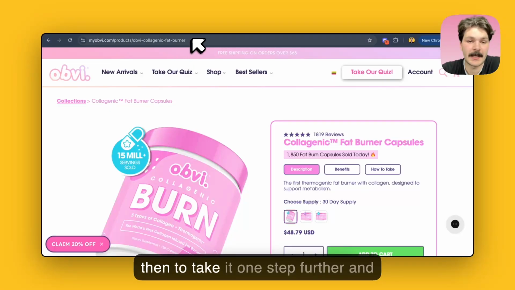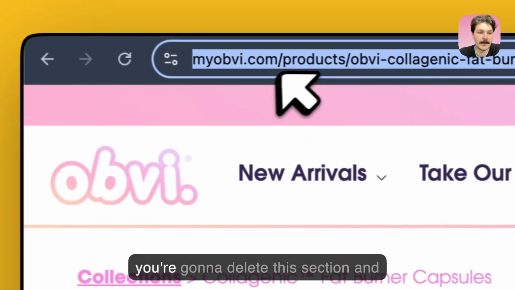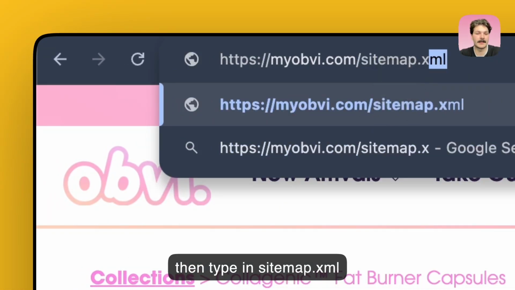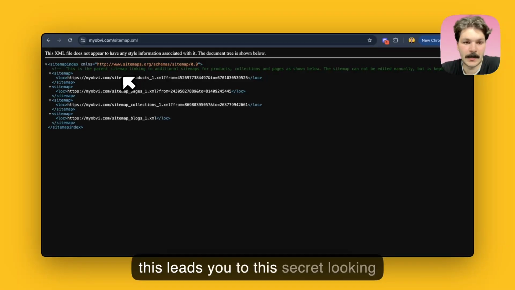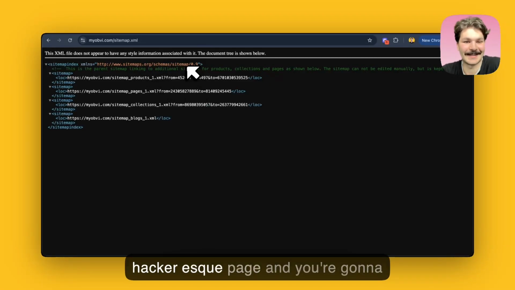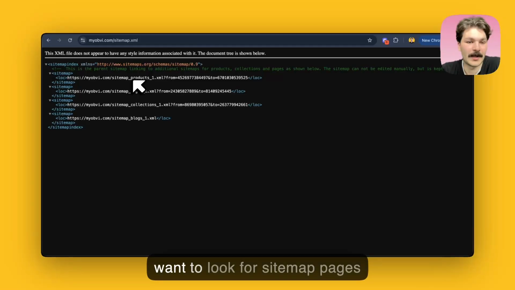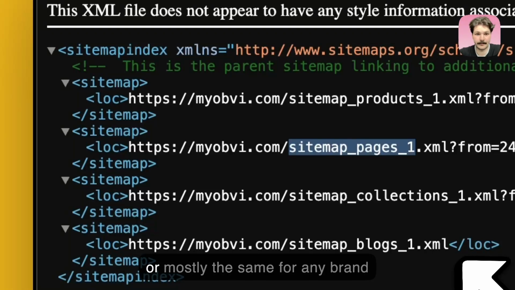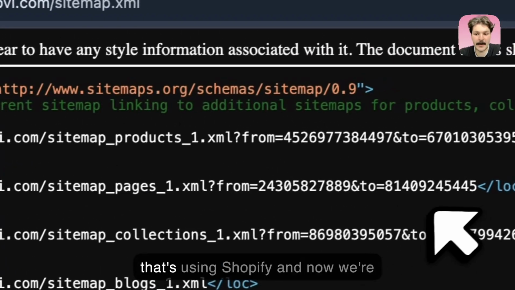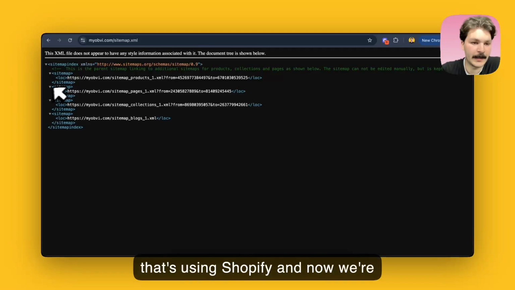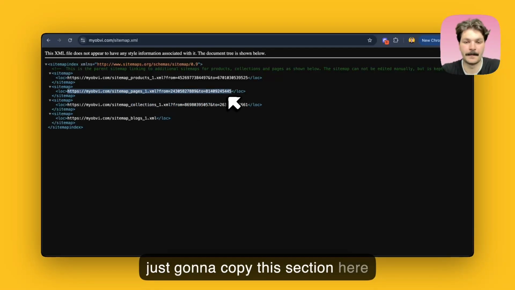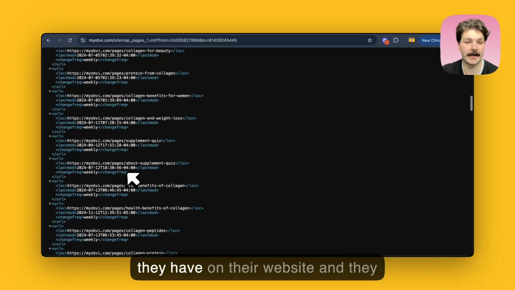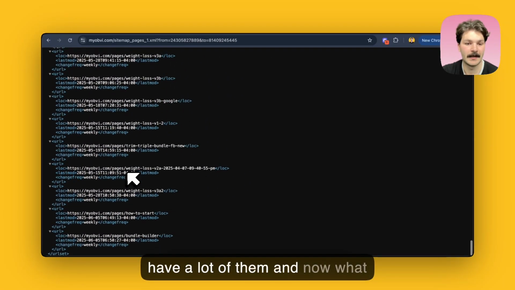But then to take it one step further and look at their landing pages, you're going to delete this section and then type in sitemap.xml, and this leads you to this secret looking, hacker-esque page. You're going to want to look for sitemap pages_1. It's going to look mostly the same for any brand that's using Shopify. Now we're going to copy this section here, paste it in, and you get even more links. These are all the pages they have on their website, and they have lots of them.